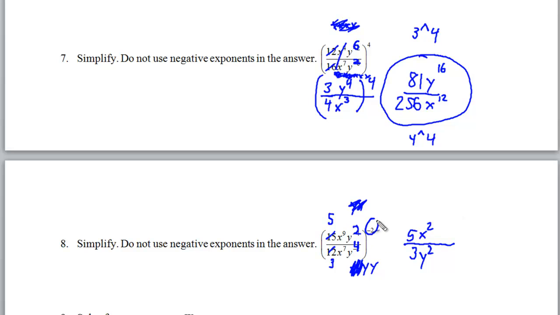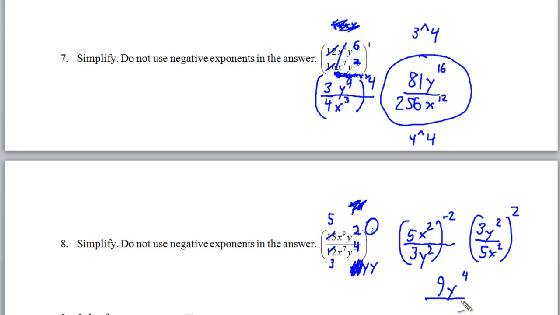Now, what's weird about this negative 2 is that this whole thing gets flipped on its head. This goes 3y squared over 5x squared. But now instead of writing this as a negative 2, I'm going to write it as a positive 2. And then we square everything on the inside. 3 squared is 9. 2 times 2 is 4. And down here, 5 squared is 25. And then 2 times 2 is 4.